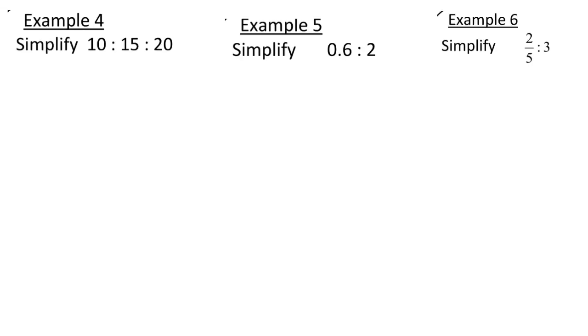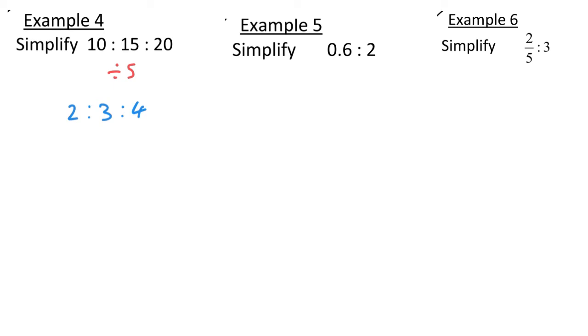So example 4, simplify 10 to 15 to 20. This is an example where there aren't any fractions or any decimals, but we've got 3 parts to the ratio. And we look and see what's common between 10, 15 and 20. What we can see is that they all are divisible by 5. So if you divide each by 5, 10 divided by 5 is 2, 15 divided by 5 is 3, and 20 divided by 5 is 4. And although we could divide the 2 and the 4 by 2, we can't divide 3 by 2, so 2 to 3 to 4 is in its simplest form.